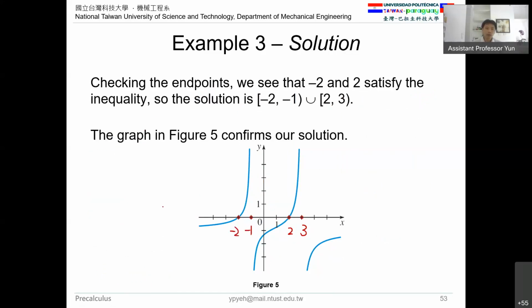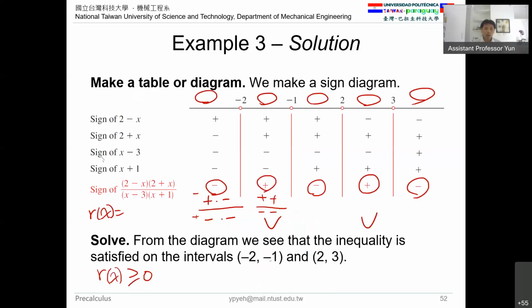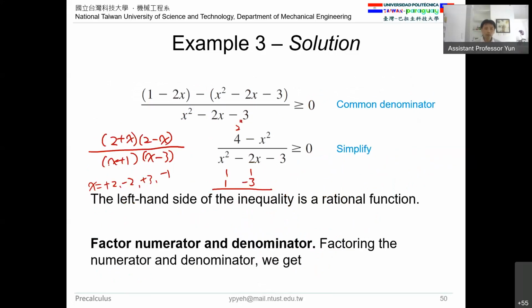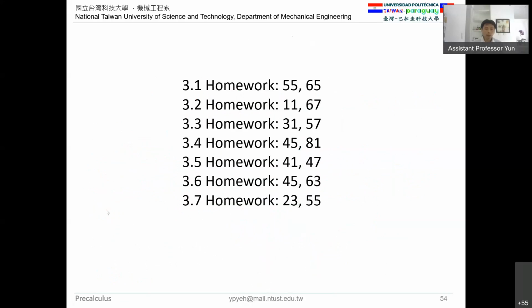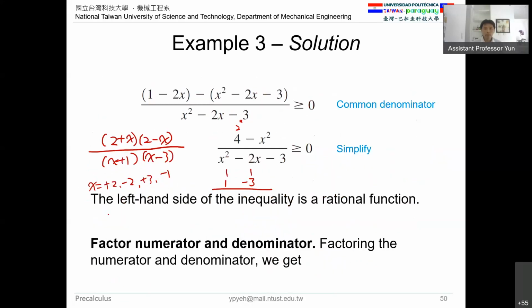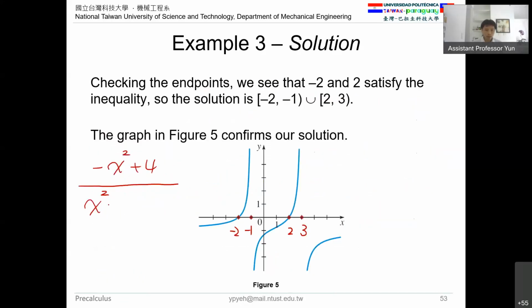And then we sketch out these functions. Let me check these functions, which will be 4 subtracted by x squared, or we can simply write it down here, minus x squared plus 4, divided by x squared subtracted by 2x subtracted by 3 here. Okay, so you can see the graph of these functions.